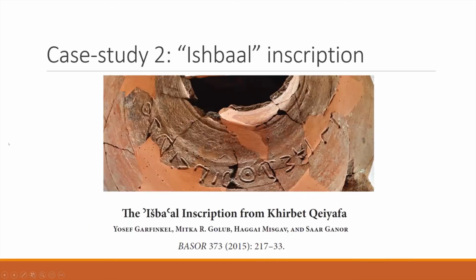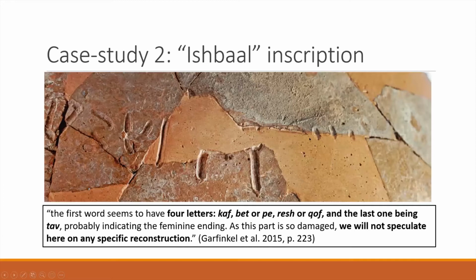Another case study. I will also not go into too much detail, but it's the second Proto-Canaanite inscription from Khirbet Qeiyafa, called the Ishbaal inscription. So this one is very neat. Everybody agrees that it says here Ishbaal ben Beda. So Beda is a name that was not attested before, but Ishbaal is well known. And then there is another word here. If you look at it, we have traces here, one trace over here, then this, and then this. And then we have a divider. So this is one word.